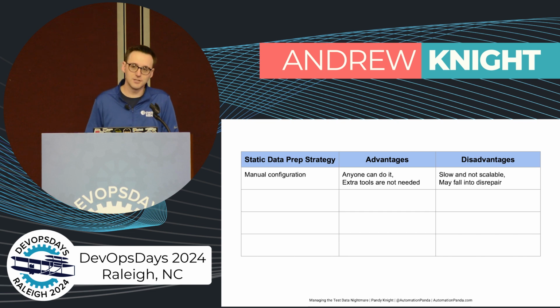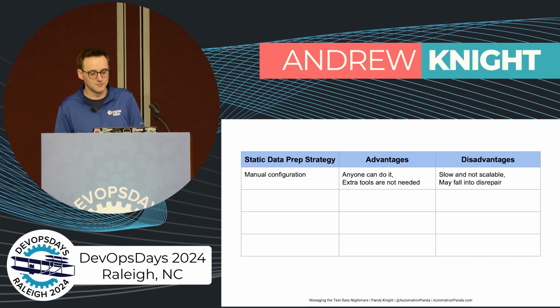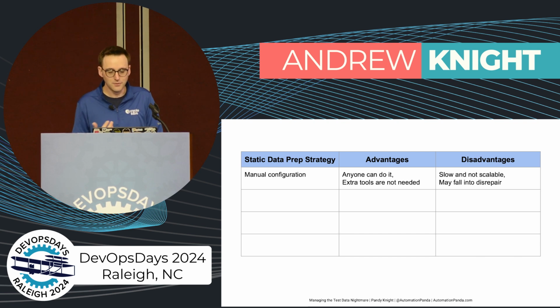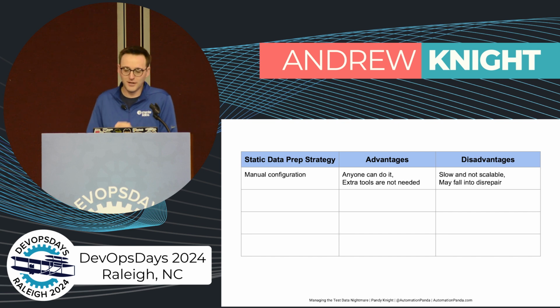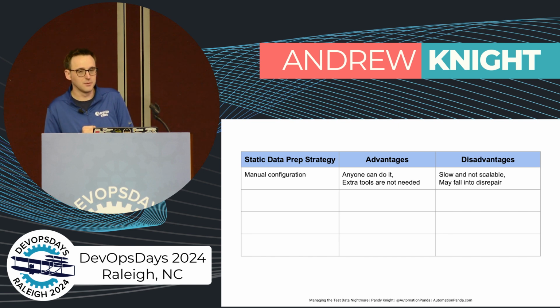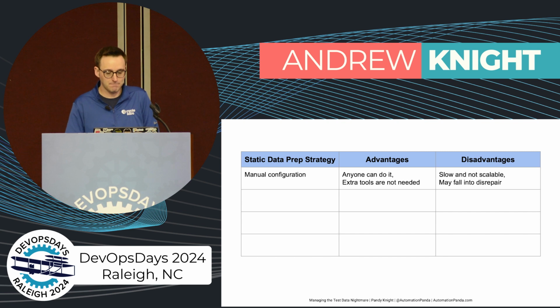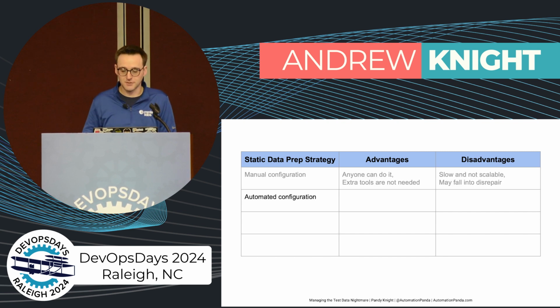However, manual configuration is slow, and it does not scale well for large systems or large environments. Furthermore, manually configured systems can easily fall into disrepair without any automated mechanisms for maintenance. So, a better strategy might be automated configuration.